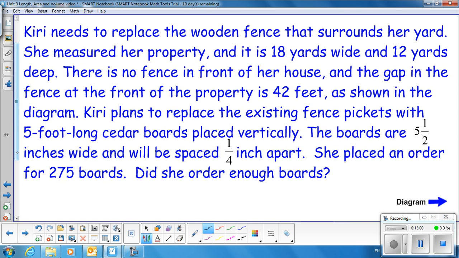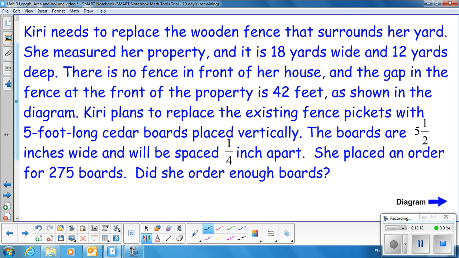Carrie plans to replace the existing fence pickets with 5-foot-long cedar boards placed vertically. The boards are 5.5 inches wide and will be spaced 1/4 of an inch apart. She placed an order for 275 boards. Did she order enough boards?